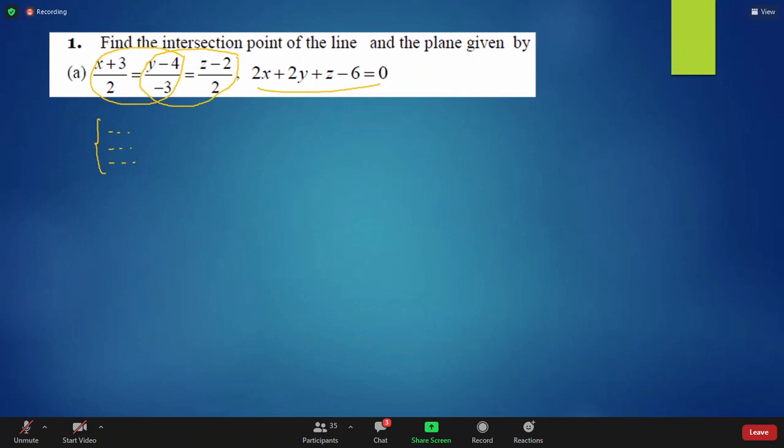But the better way would be, of course, writing x is minus 3 plus 2t, y is 4 minus 3t, z is 2 plus 2t. Then take these, put them into the equation of the plane, find the value of t, and put the t back into the equation of the line to find the coordinates of the point.